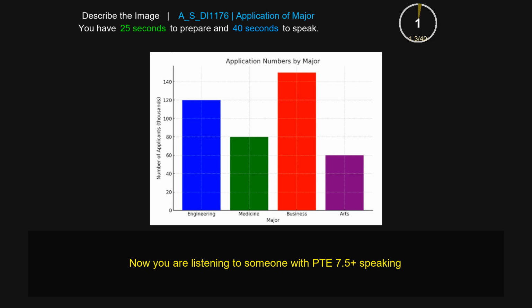The bar chart gives information about application numbers by major. The x-axis represents major, for example, engineering, medicine, business, and arts, and the y-axis represents the number of applicants in thousands from 0 to 140,000. The highest proportion is covered by business, and the number is 140,000, and the lowest proportion is covered by arts, which is around 60,000, and the second highest number is 120,000, which is covered by engineering. Overall, the bar chart is quite informative.